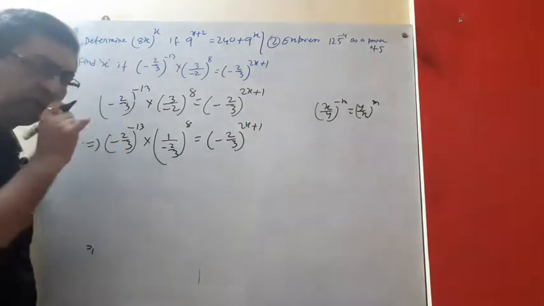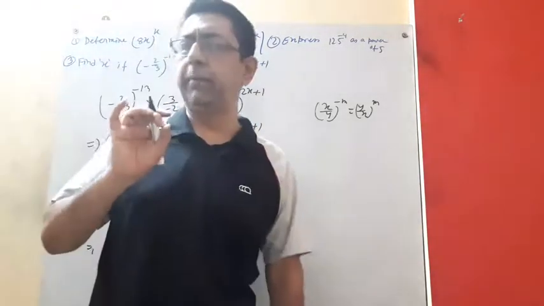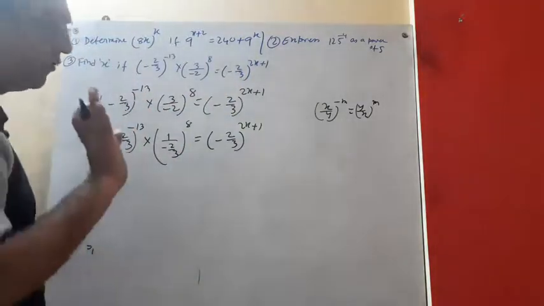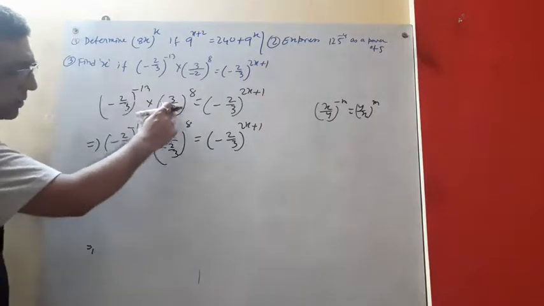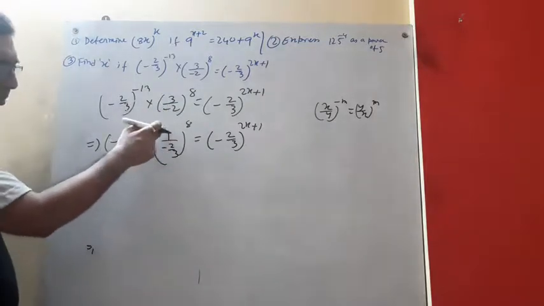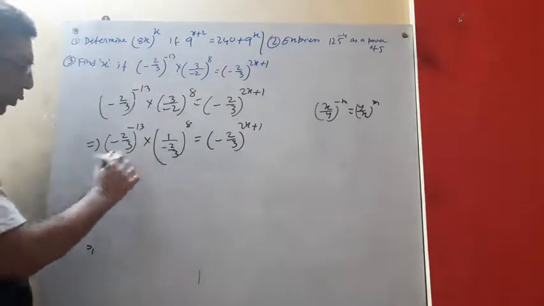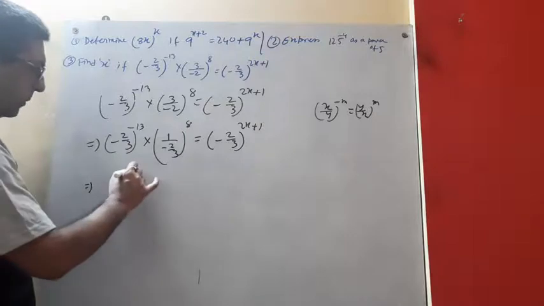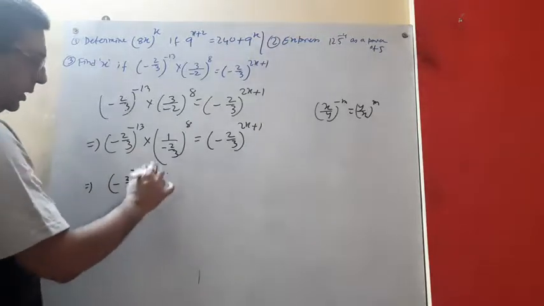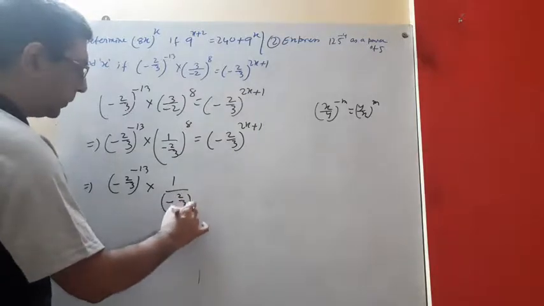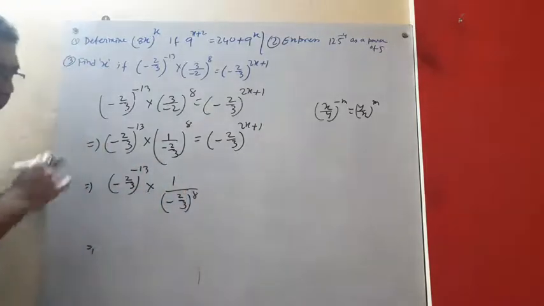Students, I am doing fast, I know, because time is the problem. But you just watch the video 2 to 3 times, you will understand if there is any problem. Look, 3 by minus 2 can be written as this one. Why? Because it will go up, 3 by minus 2, same thing. Why am I doing this? So this is minus 2 by 3 whole to the power minus 13 into 1 by minus 2 by 3 whole to the power 8. Right? We can write this one.